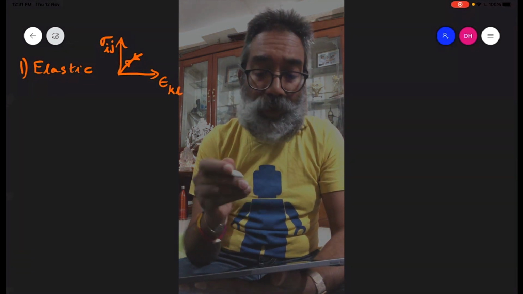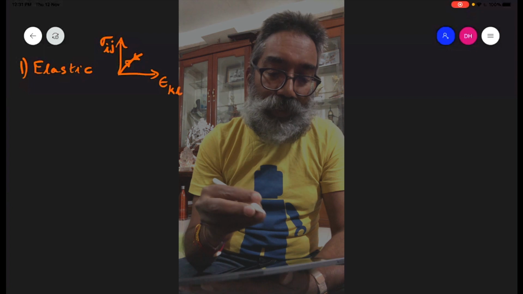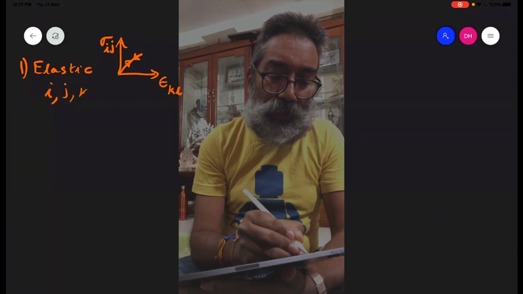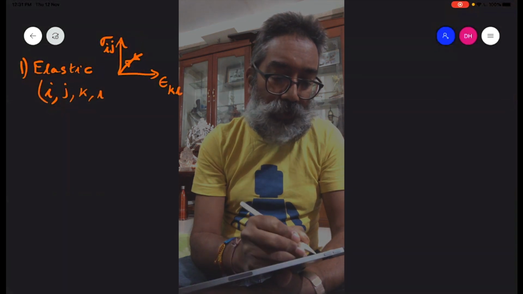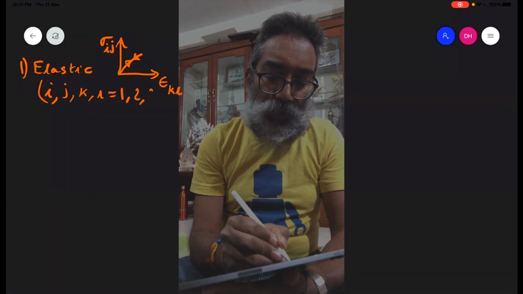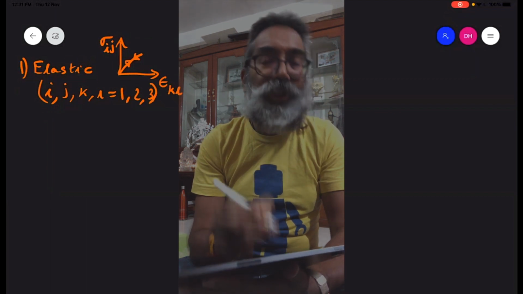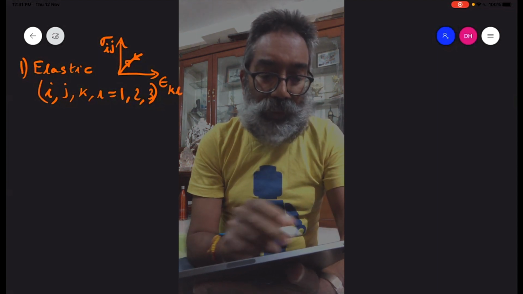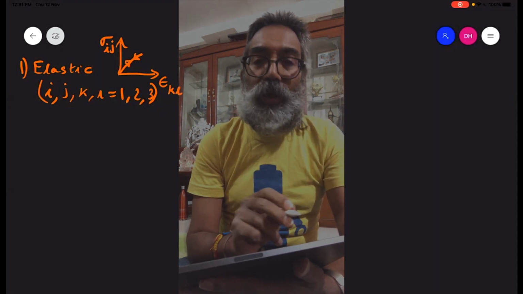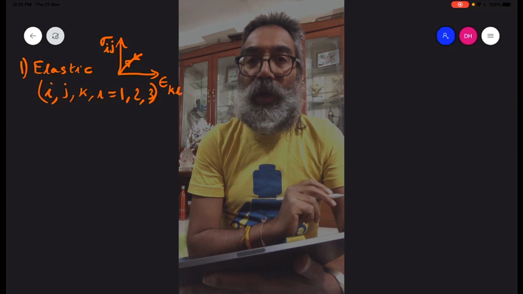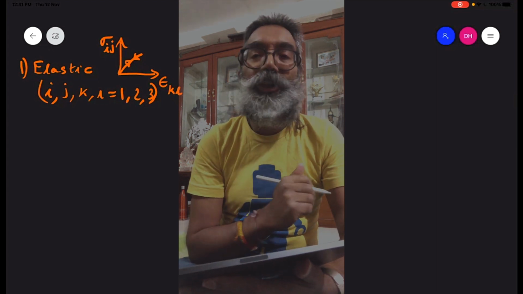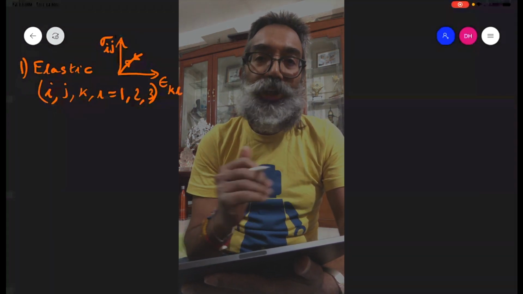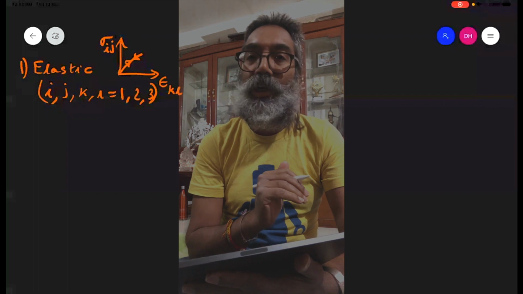So this sigma ij and epsilon kl, these are Latin indices that I'm talking about over here, and all Latin indices, unless otherwise mentioned, will have the range 1 to 3, because we are talking about a three-dimensional space. And if I use them in a repeated fashion, then there is an implied summation, what is known as Einstein's summation convention, which we will see shortly.